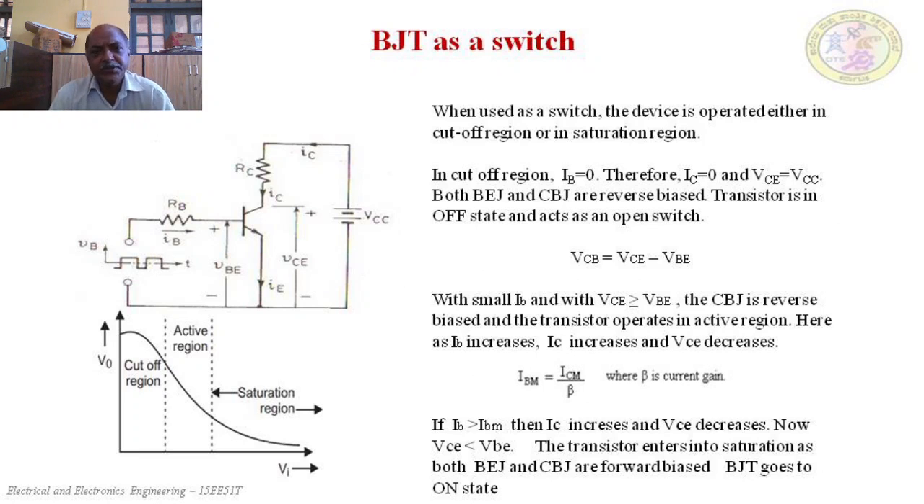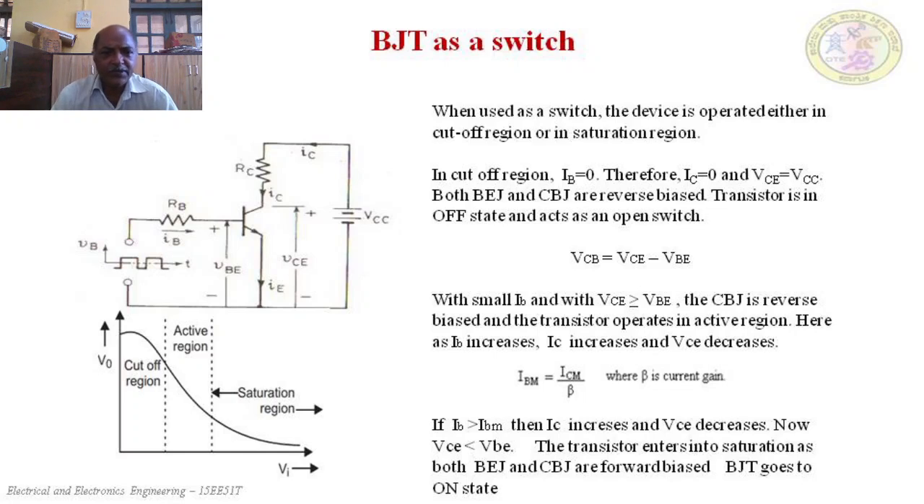A BJT can be used as a switch, meaning to perform on and off operation. A transistor can even be used as an amplifying device to increase the strength of a low level signal to a higher level signal. But in most industrial applications, power BJTs are mainly used only as a switching device. To study the switching operation of the transistor, we shall consider the circuit shown in the slide.